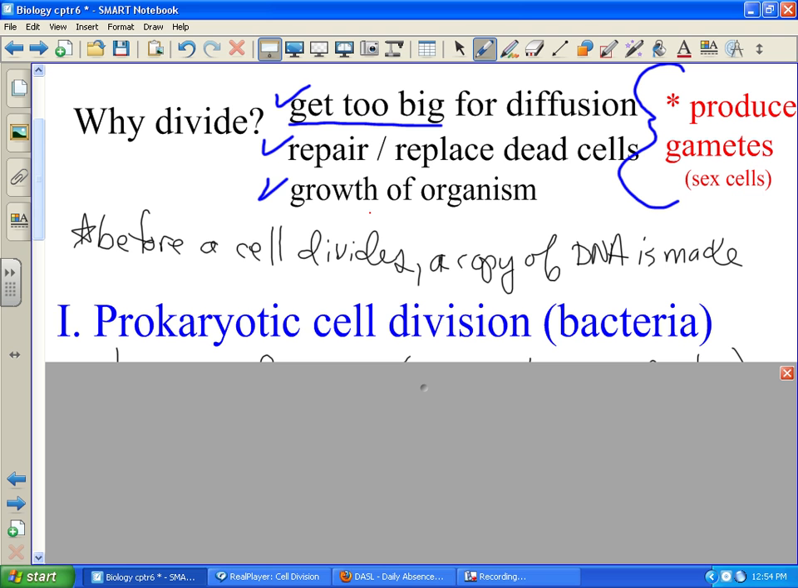Before any cell ever divides, they have to copy the DNA. And I think that makes sense. That's the instruction manual. That's the blueprint. I can't split a cell without making a copy of that, because then I'd end up with a cell that has incomplete directions. So I've got to have a whole backup, and then split, and then I'm going to give each cell its own set of instructions. So let's look at prokaryotes first.